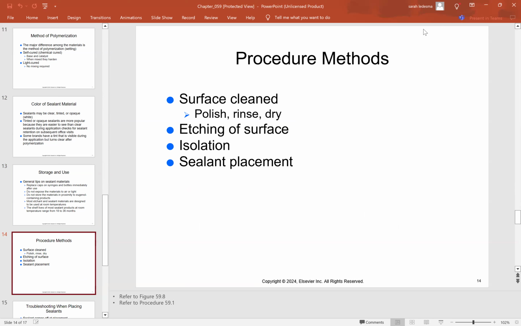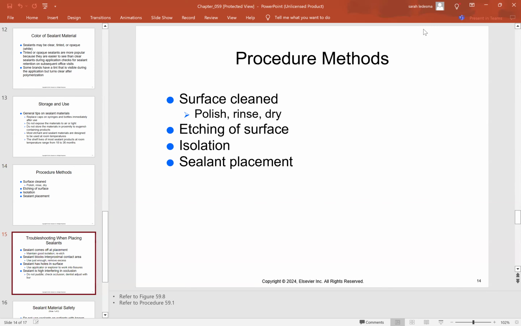Procedure method includes cleaning the surface by polishing, rinse, and dry, etching the surface, creating good isolation, and then placing the sealant.